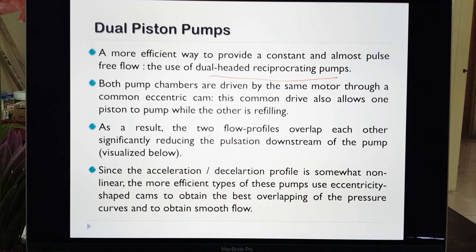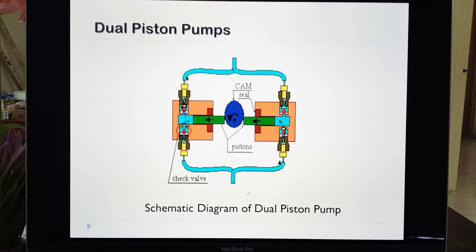As a result, the two flow profiles will overlap each other significantly, and it will reduce the pulsation downstream of the pump. Since the acceleration and deceleration profile is not linear, more efficient types of this pump use eccentric-shaped cams to obtain the best overlapping of the pressure curves and to obtain smooth flow. This is how it looks when the cam is rotating.